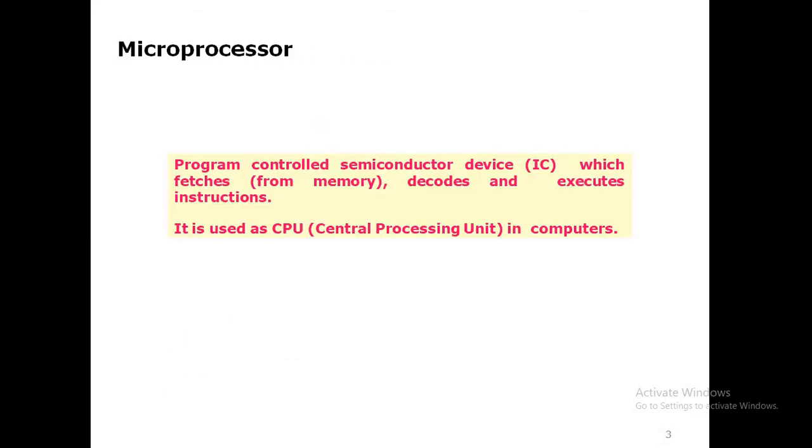Now come to what is a microprocessor. A microprocessor is a program-controlled semiconductor device or an integrated circuit which fetches the instructions available in memory, decodes and executes them, and provides the result. It is also used as a central processing unit in computers.